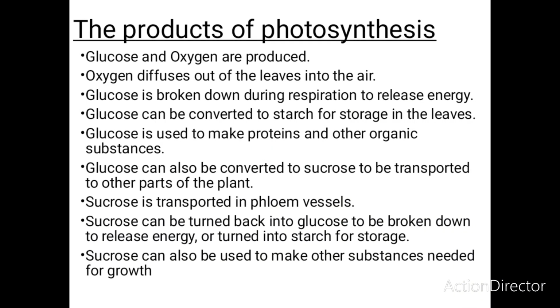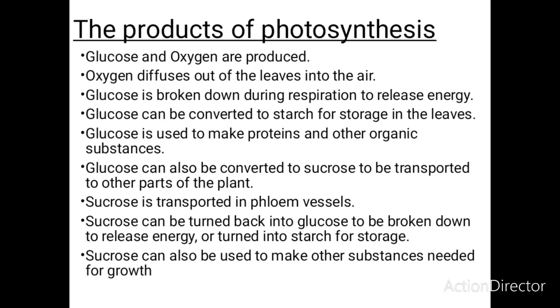After photosynthesis has occurred, glucose and oxygen are produced. So glucose and oxygen are the products of photosynthesis. Oxygen diffuses out of the leaves into the air, and glucose is broken down during respiration to release energy. We all know that plants are living organisms, and living organisms respire. And during respiration, glucose is broken down to release energy.